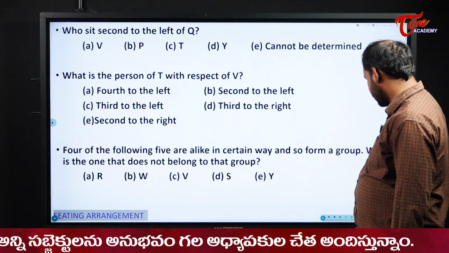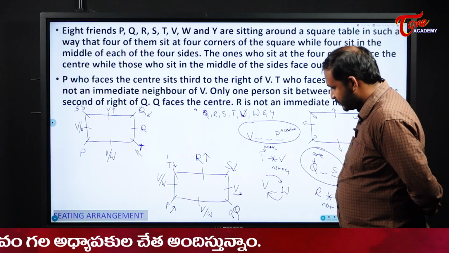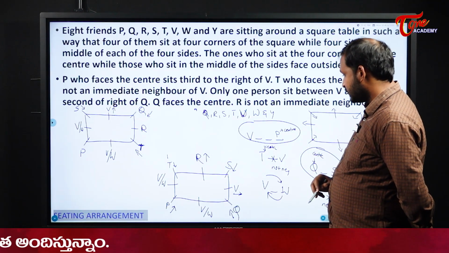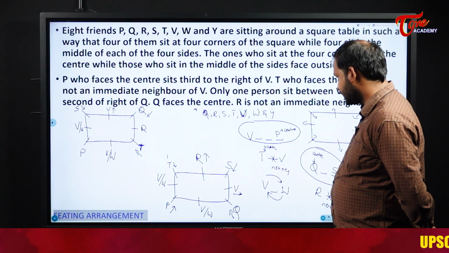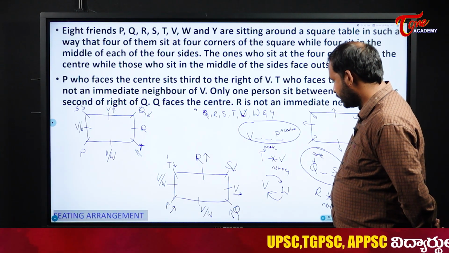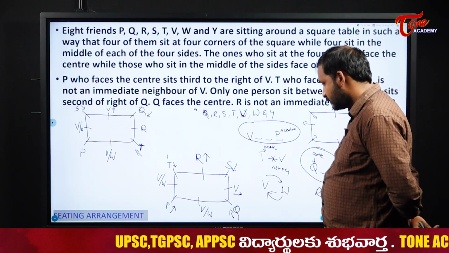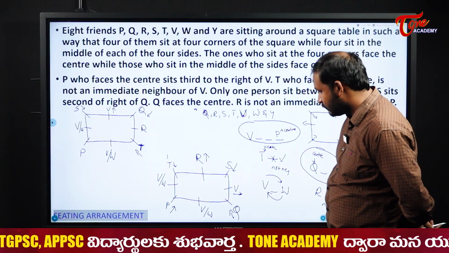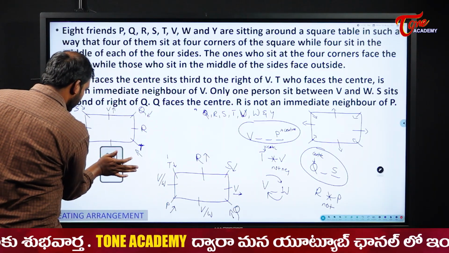Four of the following are alike. Okay, so actually there is an answer for this. We need to arrange it. V third right is P. P is facing the center. So anyway V is facing outward. Between V and W there should be one person. So that means W will face not V. Between V and W I should have only one person.